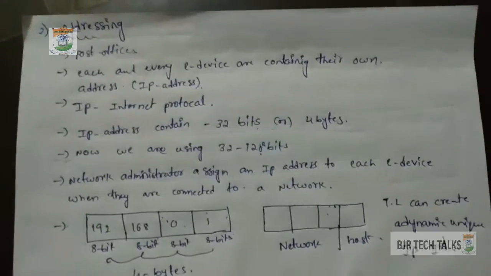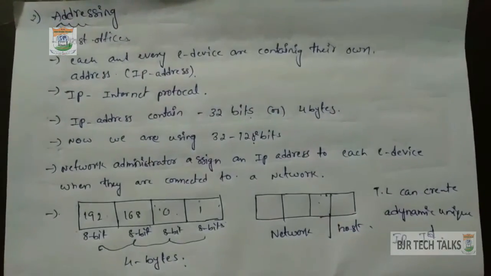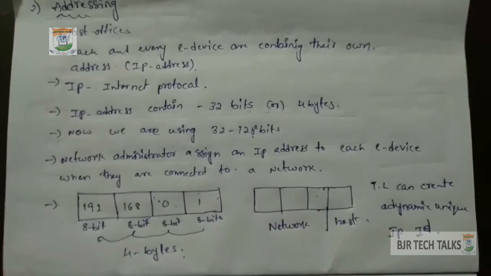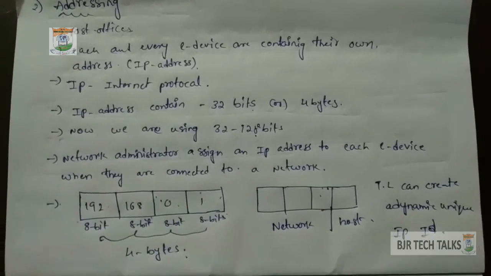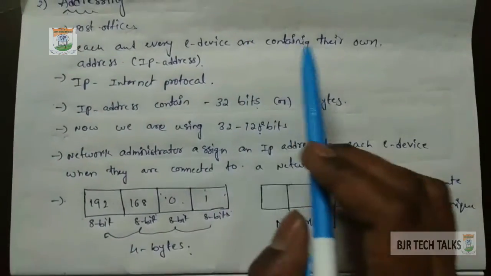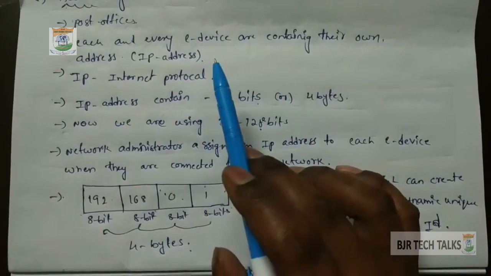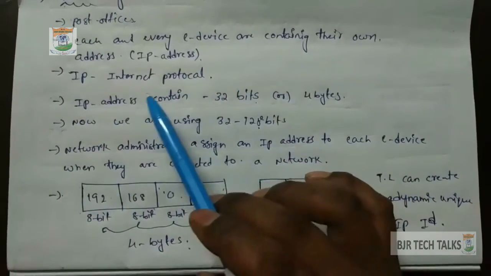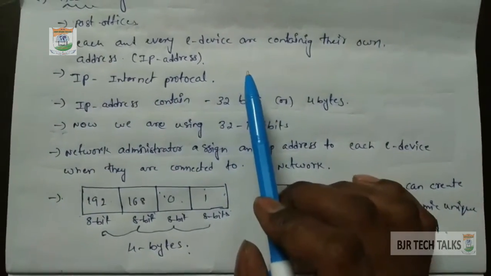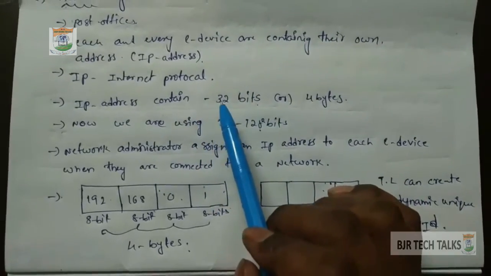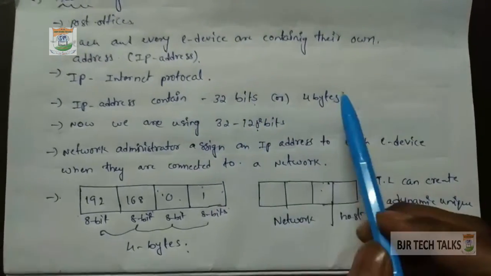Second one is addressing. Addressing is like a post office service. Each and every electronic device contains its own IP address. IP means Internet Protocol. An IP address contains 32 bits or 4 bytes.